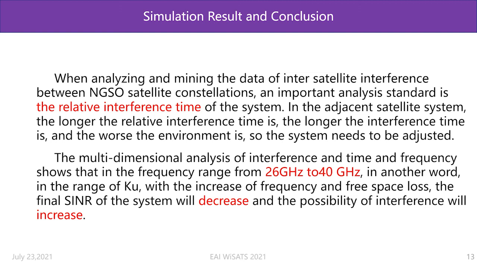Then analyze the acquired NGSO electromagnetic satellite data. Obtain the data relationship between the attenuation characteristics of the data and the time and frequency. Then calculate the intersatellite link interference and its temporal distribution characteristics. The relative interference time and the multidimensional characteristics of intersatellite data attenuation and time frequency are obtained. The time characteristics of interference in different signals are analyzed.